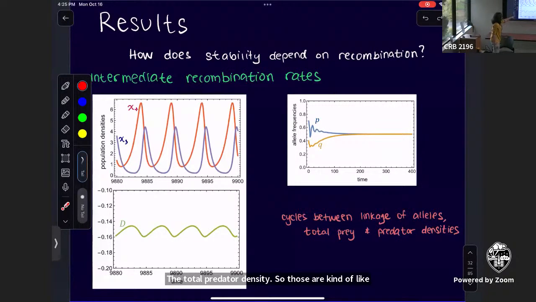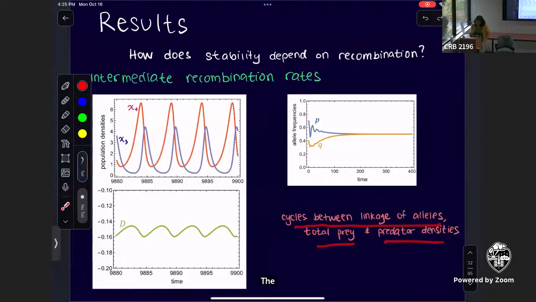But interestingly, you get this cycle with the linkage that's happening within the predator species. So there's a cycle between linkage of alleles and the total prey and predator densities here. And I'll try to describe that in a few slides, with an explanation for why these things cycle.